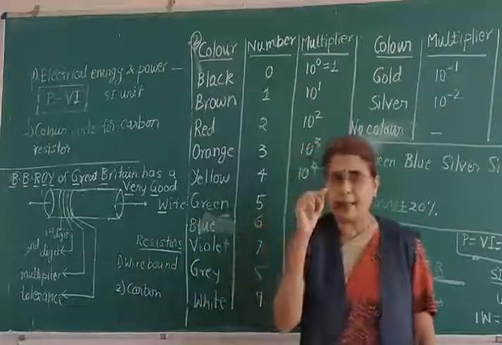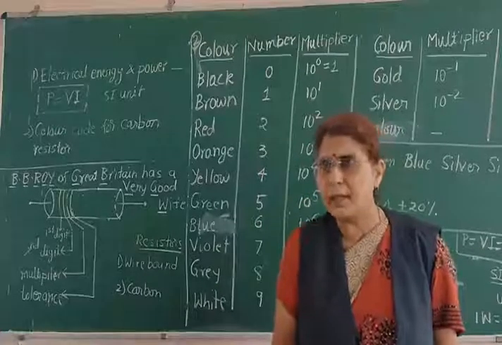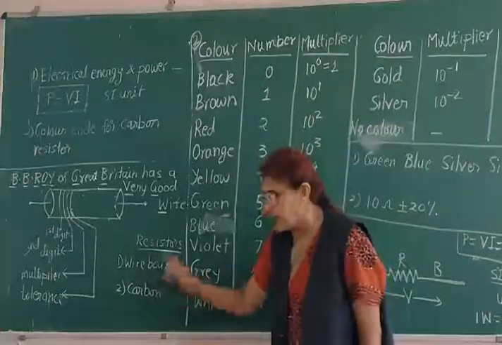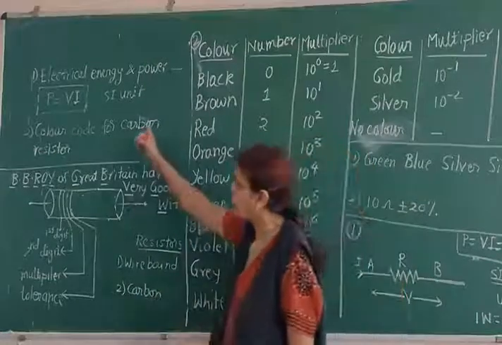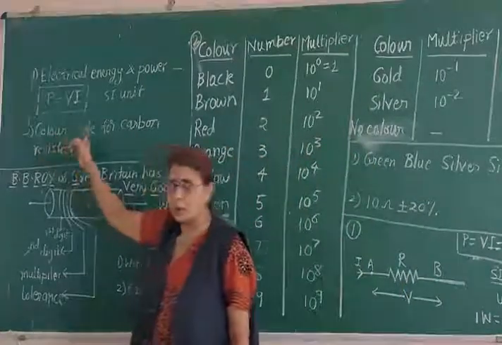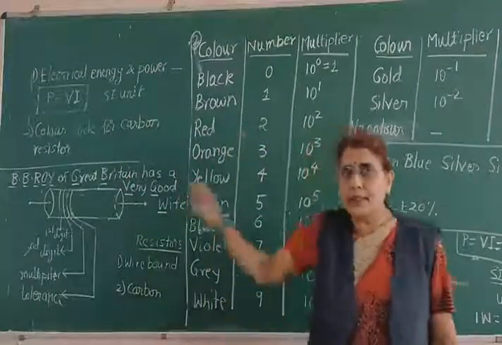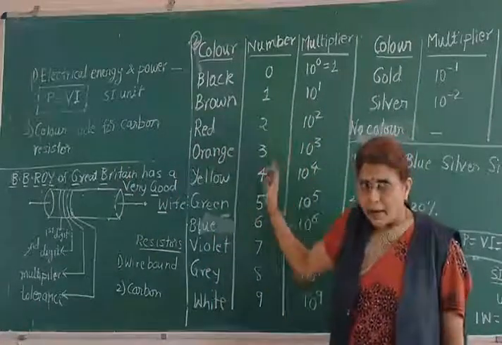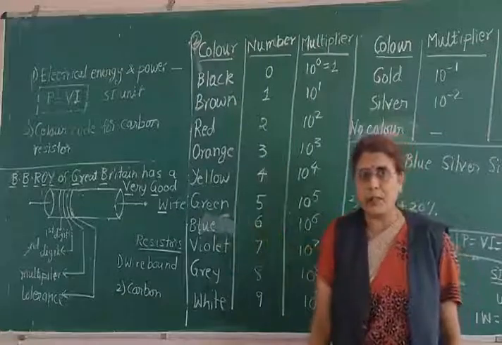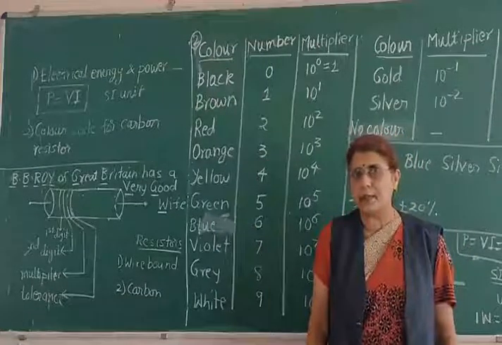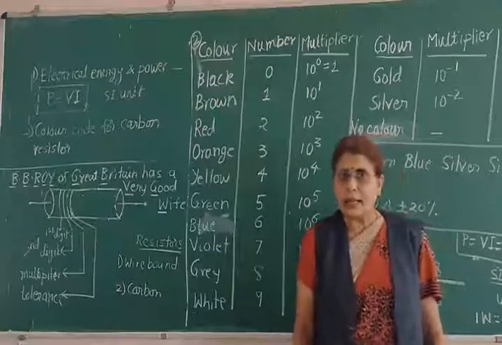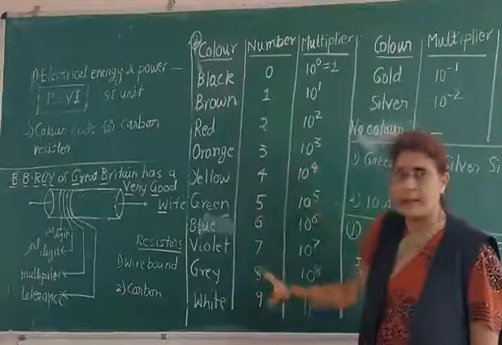A very small cylindrical element will be there, a very small one. And for this carbon resistor, we have to study the color code. What is the use of this color code? Using this color code chart, we are able to find out the value of the resistance of this carbon resistor. So to know that, we have to know all this chart.